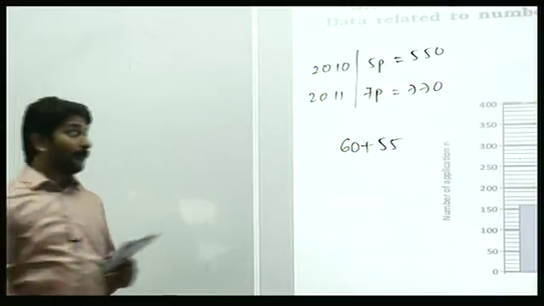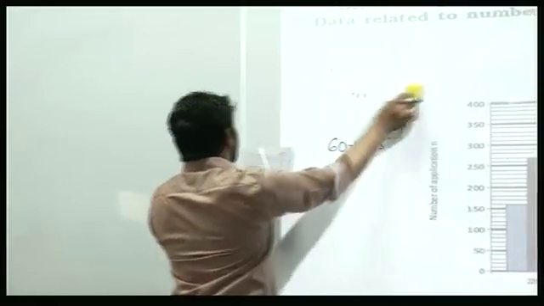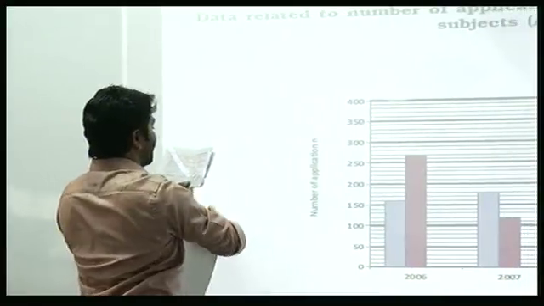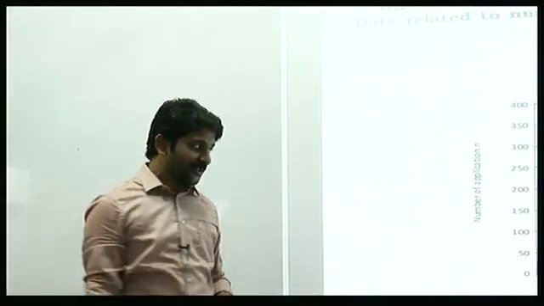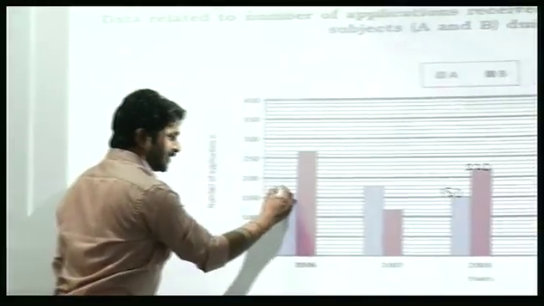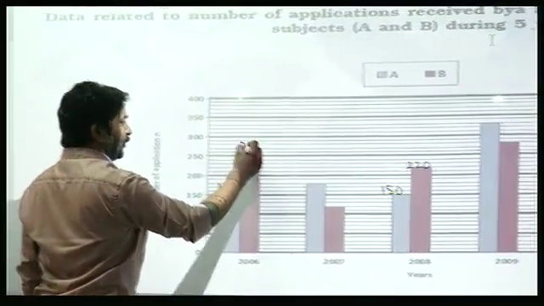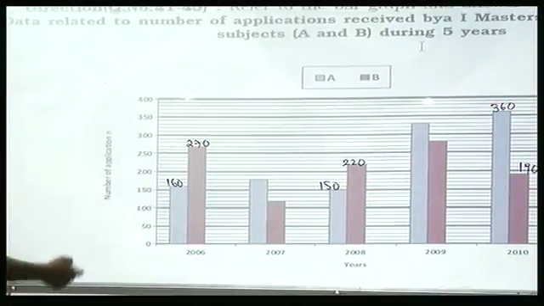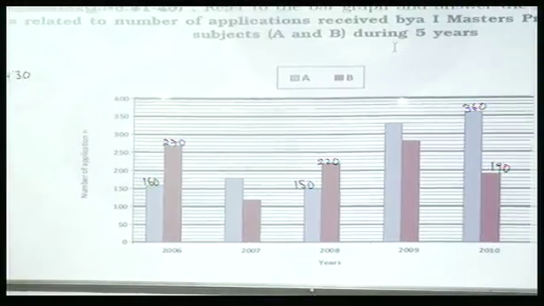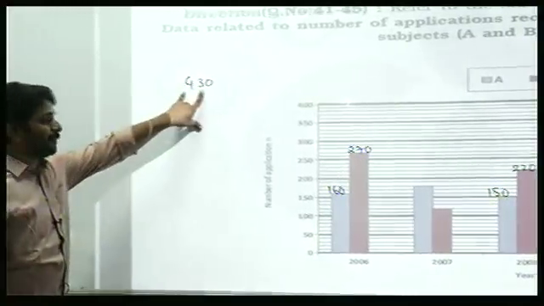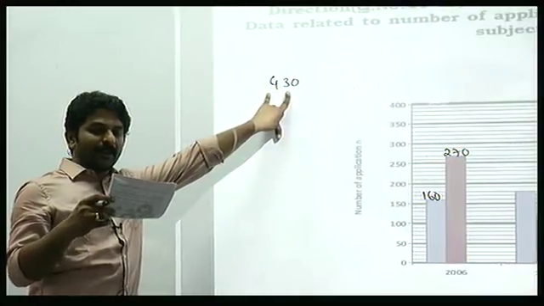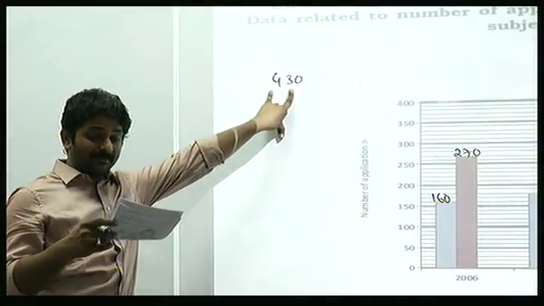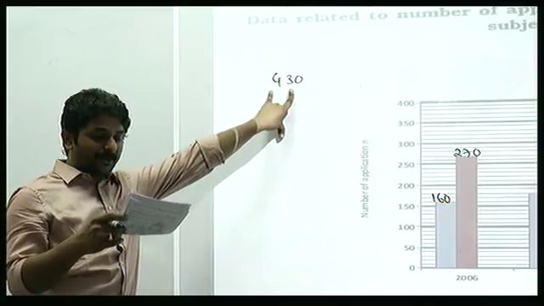Next, 43. In 2006, out of total number of applications received for subjects A and B together, only 20% were accepted. What was the total number of applications accepted for subjects A and B together in 2006? 2006. This is 160 and this is 270. Total is 430. Out of 430, they have accepted only 20%. You need to calculate 20%. 10% is 43, 20% is 86. Next, 44. Number of applications received for subject B increased by what percent from 2007 to 2008?